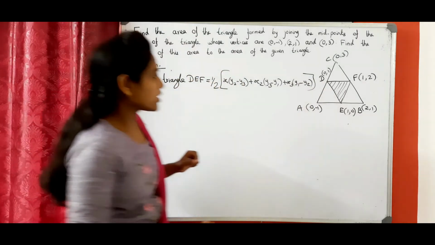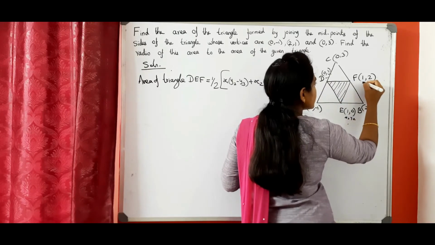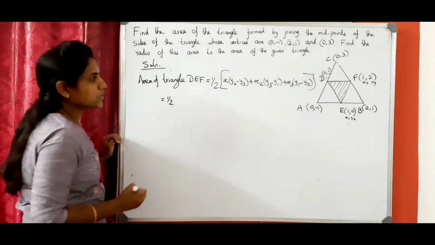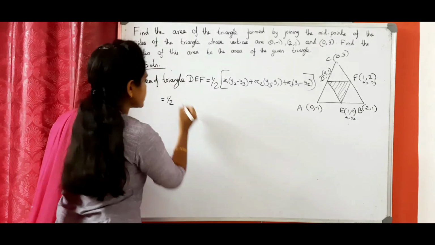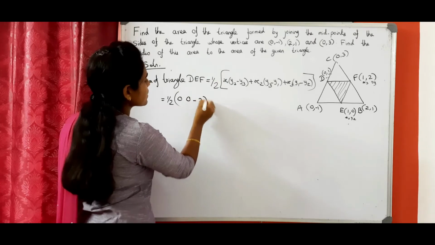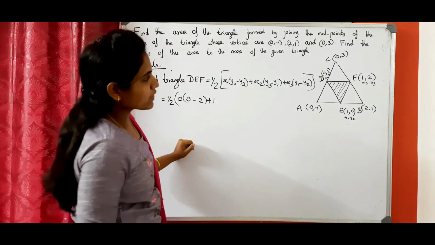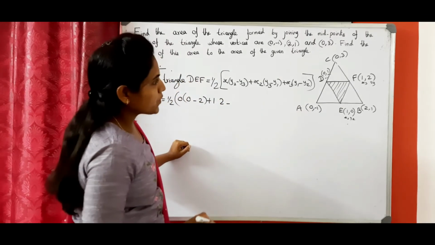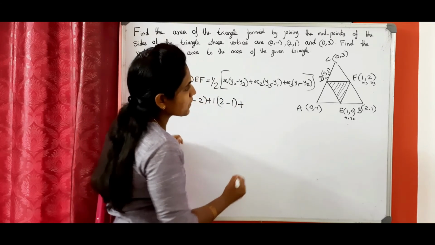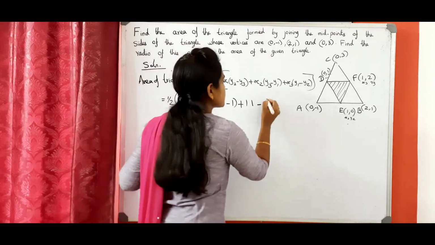Okay, now what is the x1 y1 value? This is x1 y1, x2 y2, x3 y3. Apply the values in the formula, which is equal to 1 by 2 into x1. The x1 value is 0. 0 into (y2 minus y3, equal to 2) plus x2, equal to 1, and (y3 equal to 2 minus y1 equal to 1), plus x3. x3 equal to 1 and (y1 equal to 1 minus y2 equal to 0).